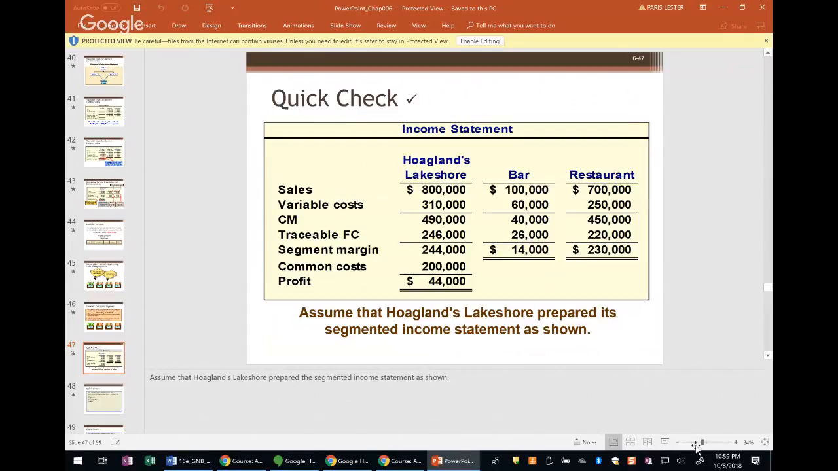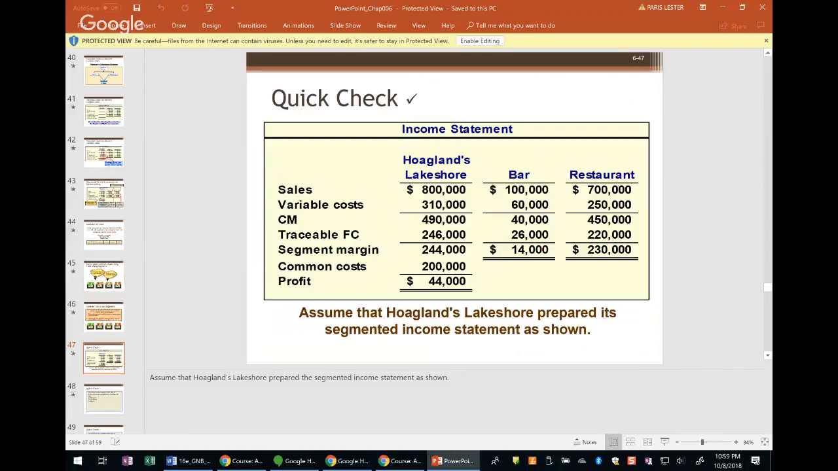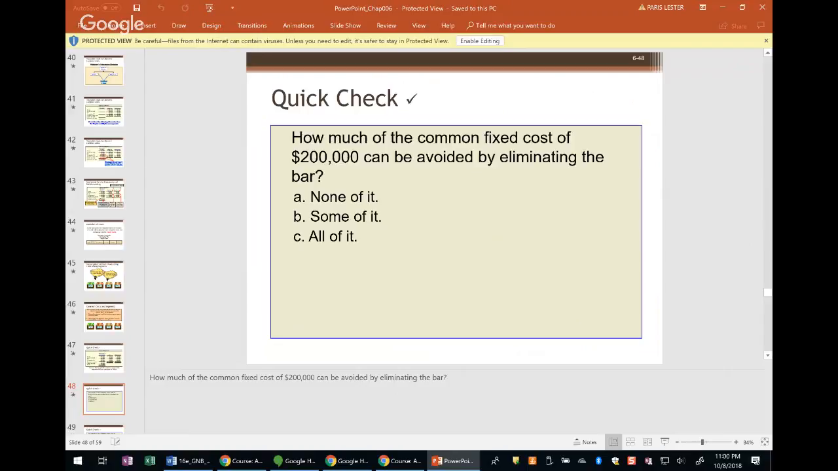All right, here's another income statement with absorption costing, variable costing. But you've got traceable fixed costs, and you've got common cost of 200,000. How much of the company's fixed cost of 200,000 can be avoided by eliminating the bar? All right, we've got a restaurant here, I guess. We've got a bar. We've got the restaurant. Okay. Now, if we eliminate this bar, we'd eliminate 26,000, right? Of traceable fixed cost. But how about this common cost of 200,000? If we eliminate the bar, what would be one of the three answers that would be appropriate?